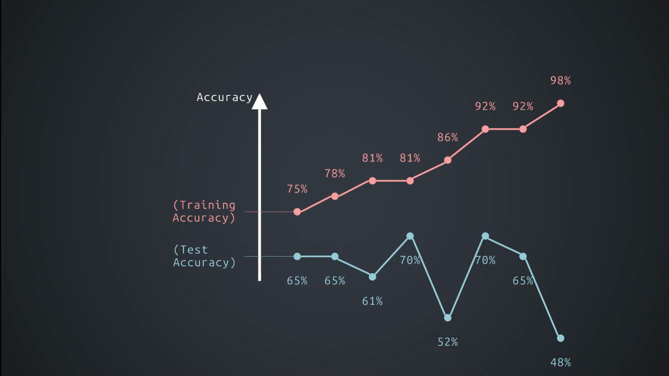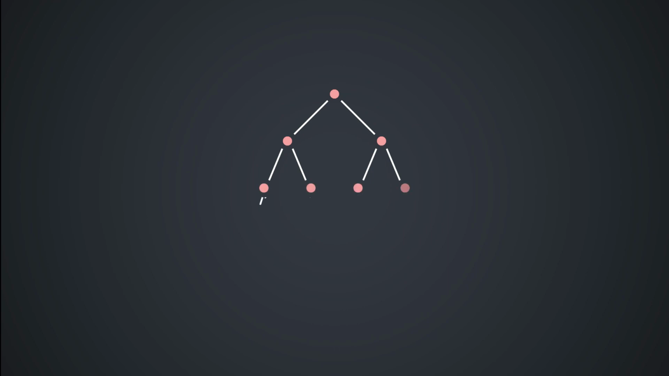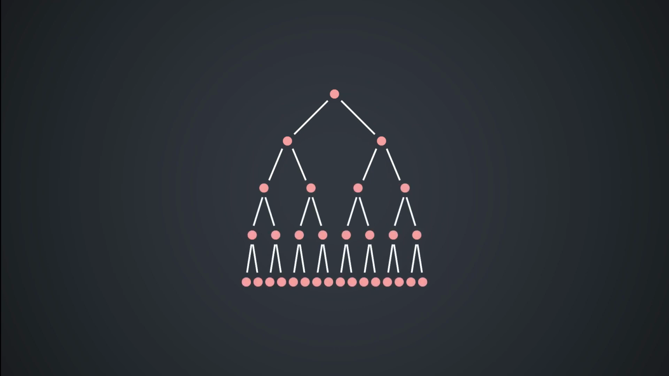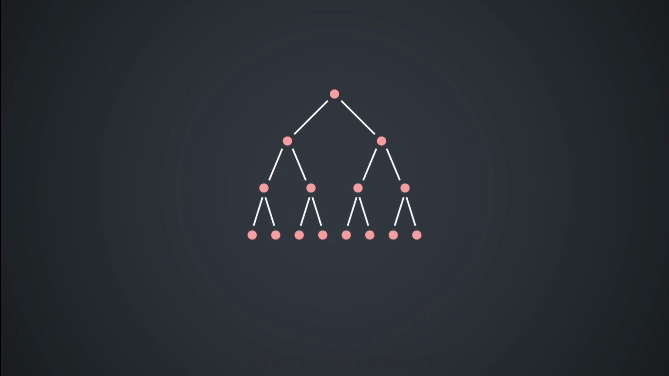There are many ways to mitigate this. One way we've already seen. It's to limit the depth of the tree. But that's not the only way. For instance, a technique called pruning is a post-processing step that aims to find parts of the decision tree that are not important and do not contribute much to the decision process and simply cut them out.